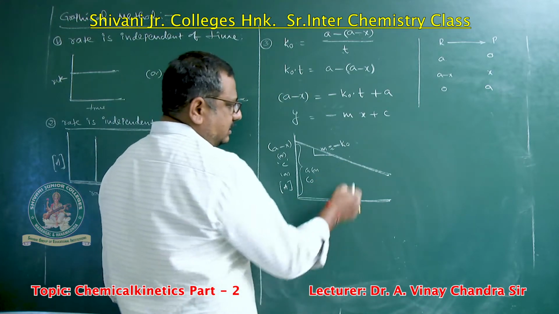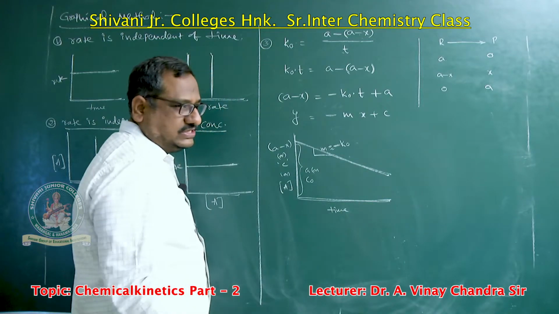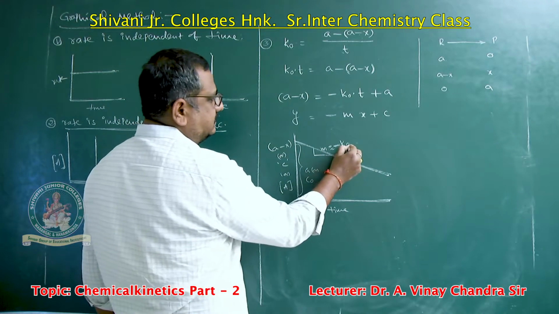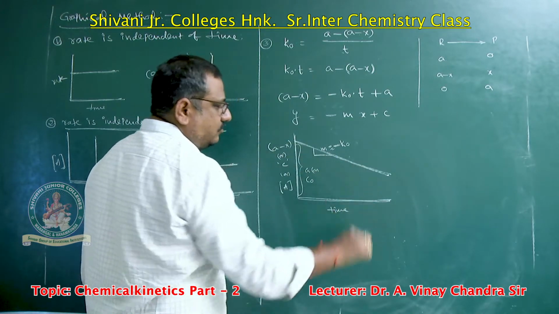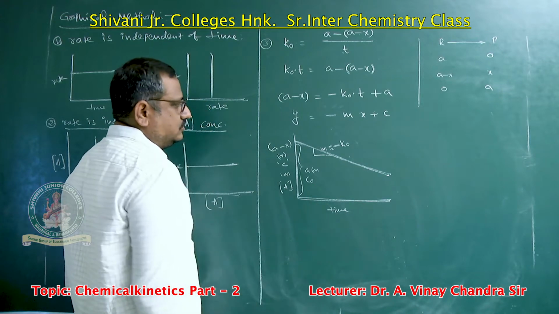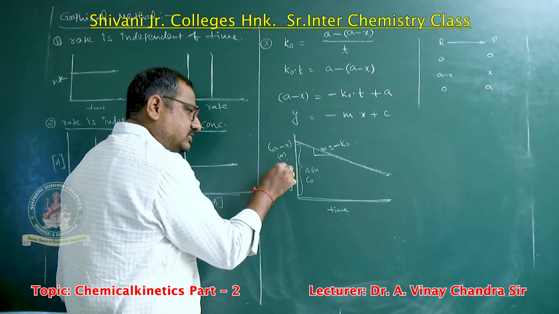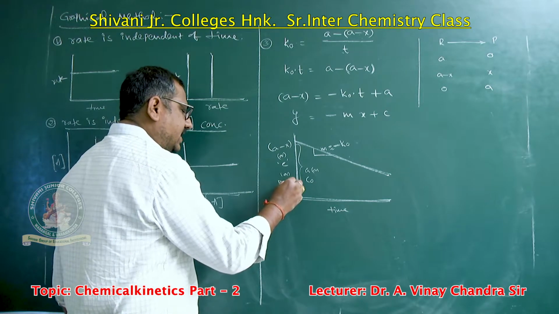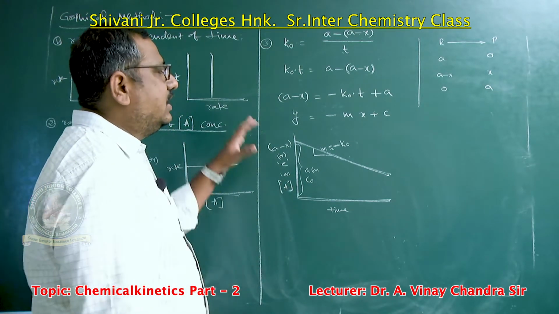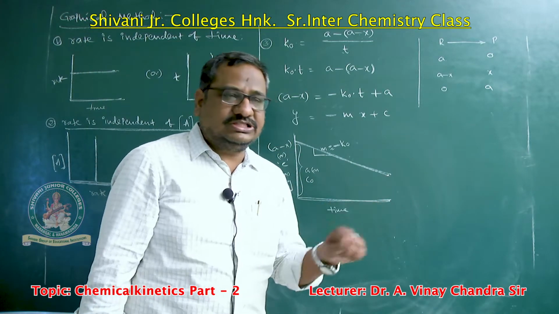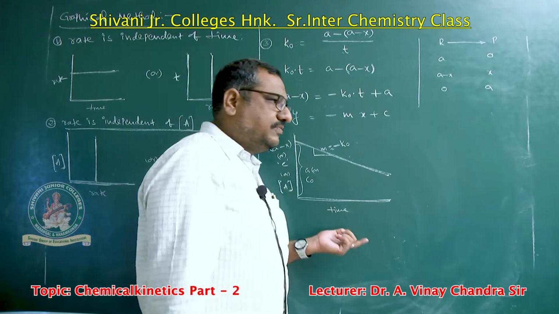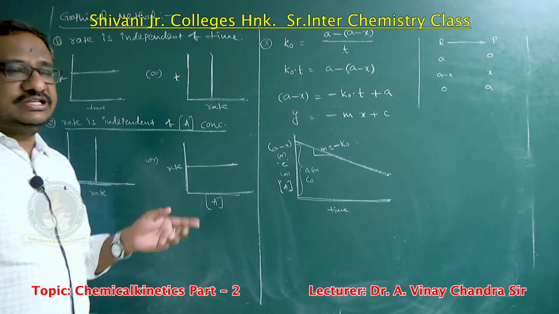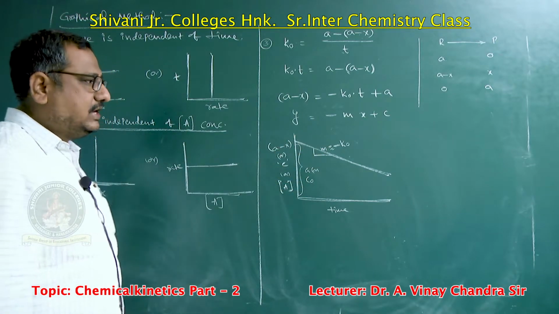For our convenience, we represent first order reaction as 1, second order reaction as 2, third order reaction as 3, and the zero order reaction as 0. The slope we get for this reaction condition is negative. A minus X is also represented as C, where C indicates concentration and A indicates the initial concentration of the reactant. These are the graph representations for zero order reaction, and the earlier representation is K is equal to X. So in total, 4 graphs represent the zero order reaction.